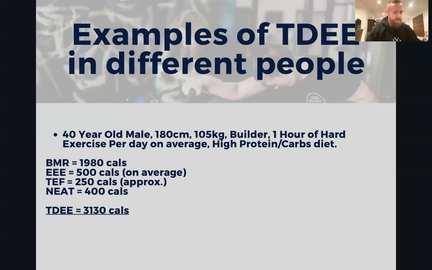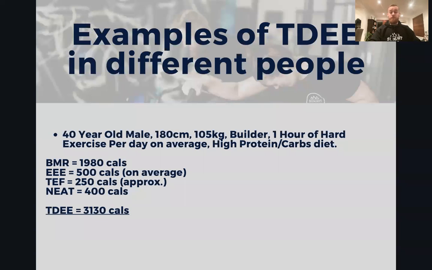So altogether 1980 from his BMR, plus his 500 for his exercise, 250 from the food, and then 400 from his non-exercise activity. He will have a total daily energy expenditure of 3,130. As you can see, that is a huge difference between the two of them.